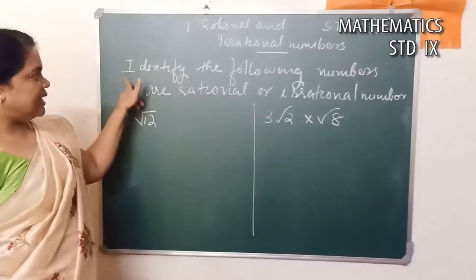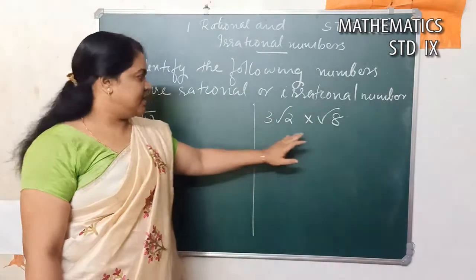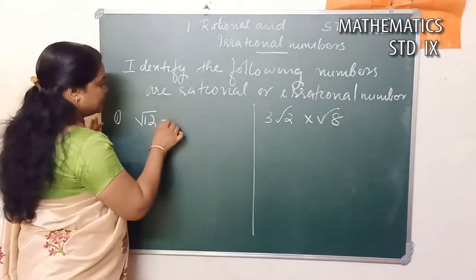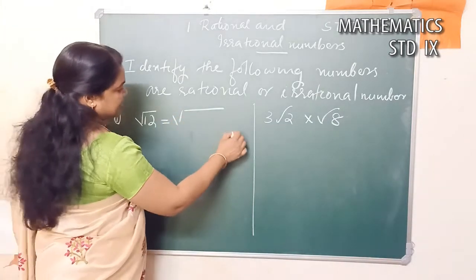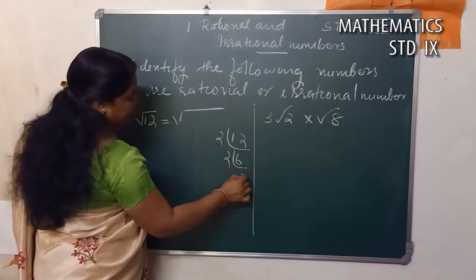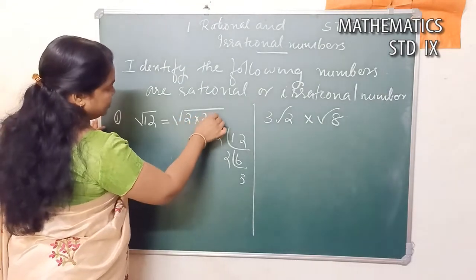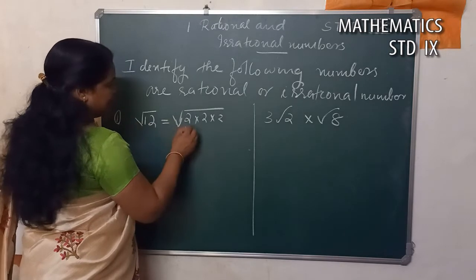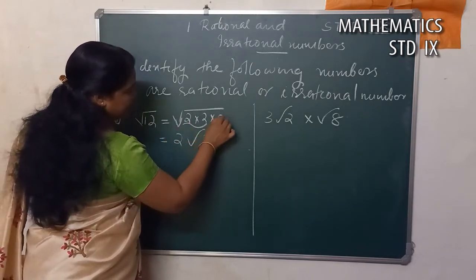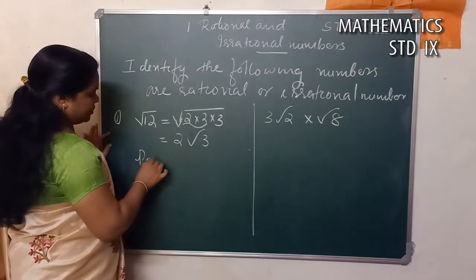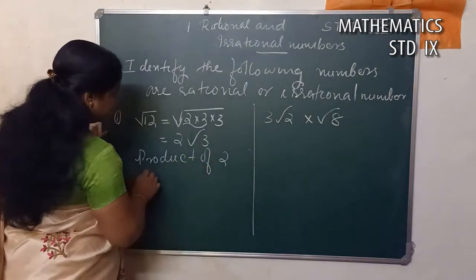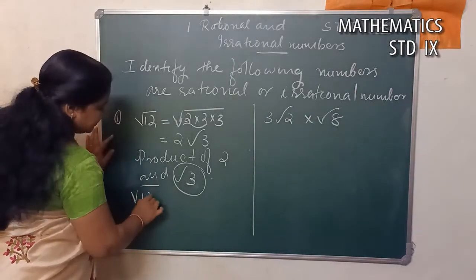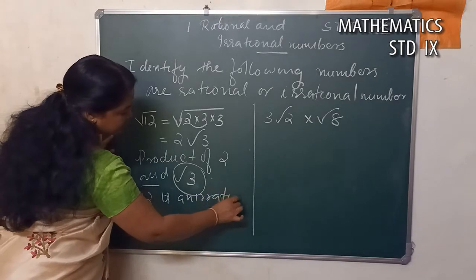Here is a question: identify whether the following numbers are rational or irrational. There are two numbers. First is root 12. How can we identify whether root 12 is irrational or rational? By using the division method, 12, 2, 6, 2, 3, we can write root 12 as root of 2 into 2 into 3. Taking the 2 outside the square root, we get 2 root 3, which is the product of 2 and root 3. Root 3 is irrational, thus root 12 is an irrational number.